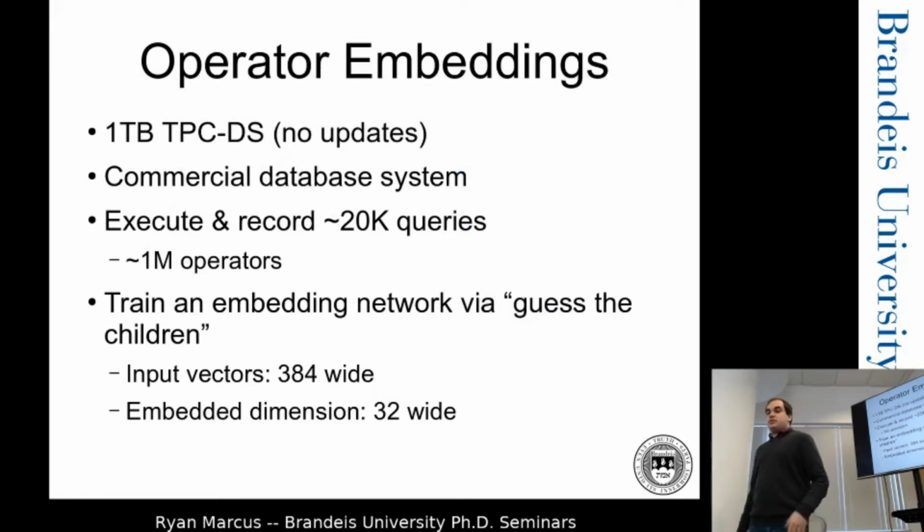guess the children approach. So the input vectors, the one-hot vectors, or the size of a vocabulary, so to speak, was 384 elements, and our embedded dimension was about 32 elements. So that narrow layer in the neural network was about 32.